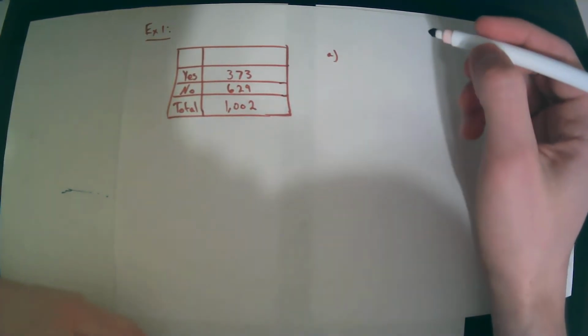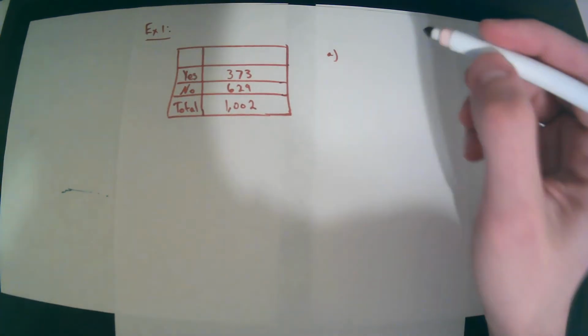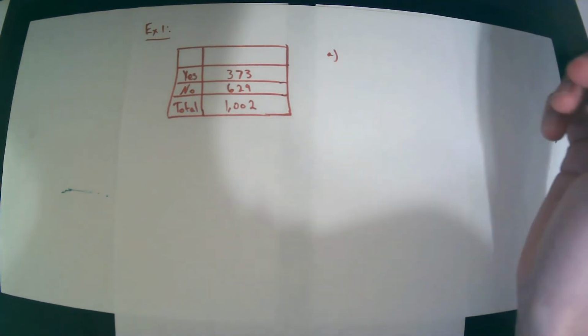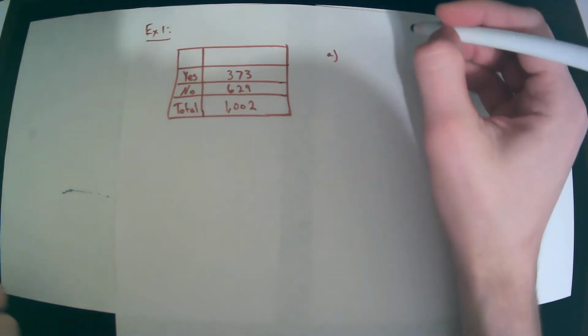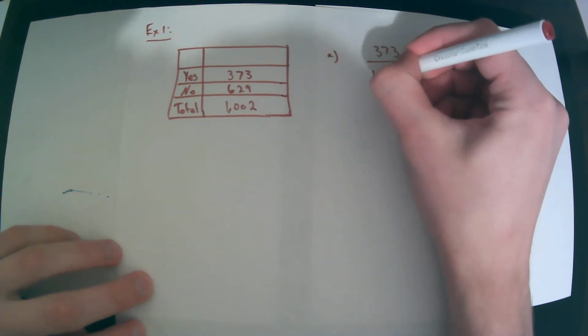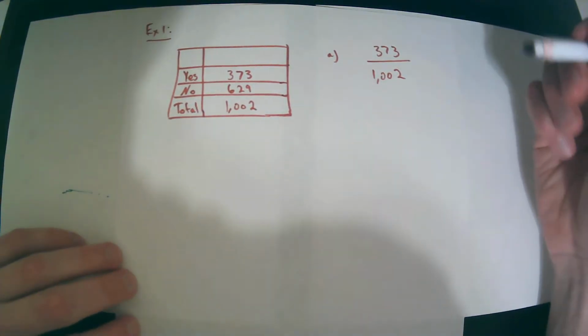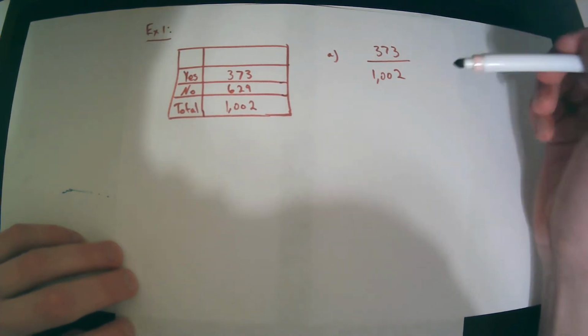Question A says, what is the proportion of people who have a college degree? Okay. So here, proportion just meaning some number out of a total. So the proportion of people who have a college degree would be that 373 out of 1,002. Based on this data, that's the proportion of people who have a college degree.